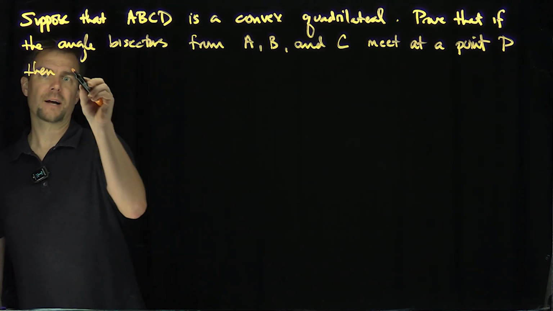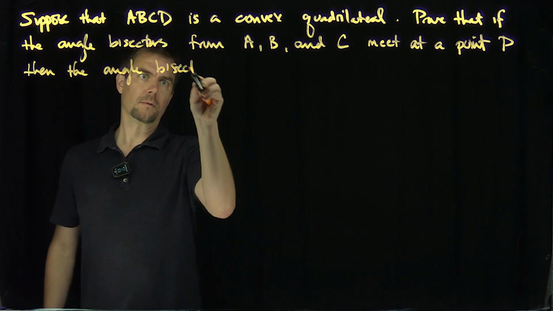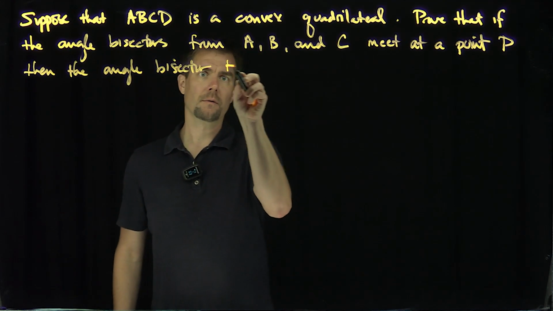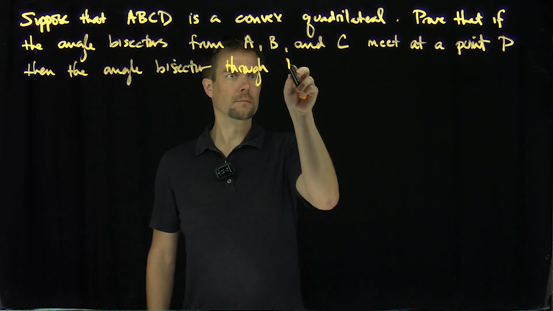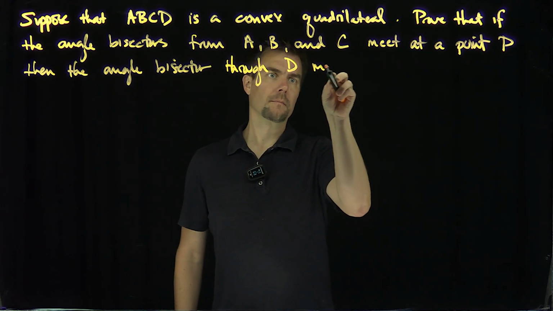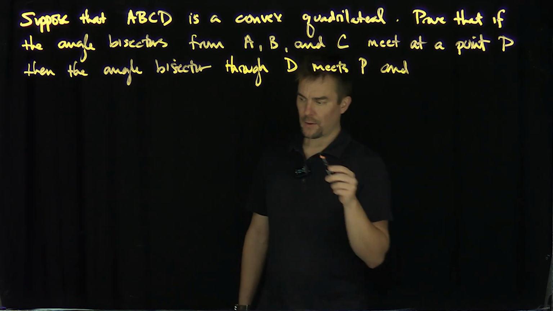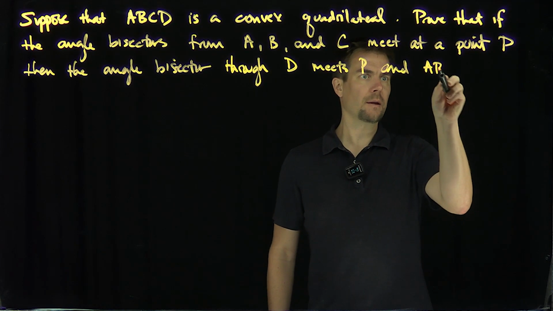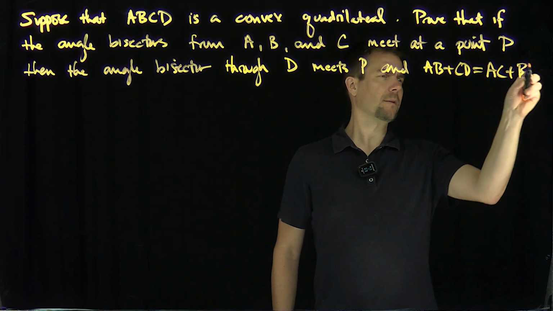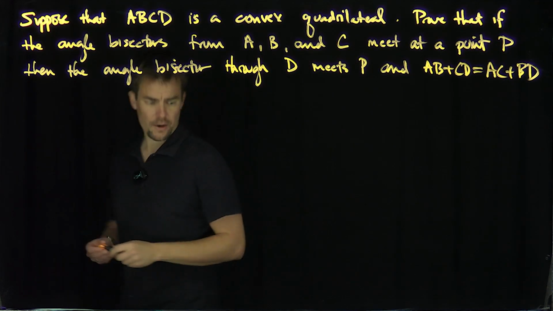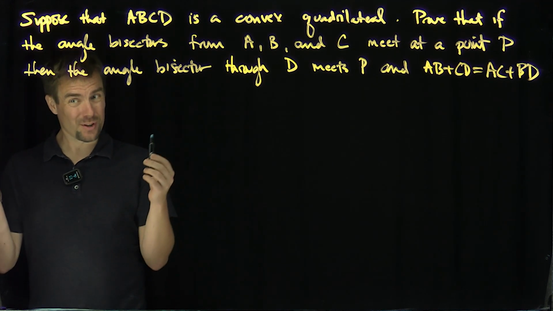Then the angle bisector through D meets P. And what else? We get that AB plus CD is equal to AC plus BD. So let's prove these relationships over here. Okay, great. So let's draw a configuration. So here's our convex quadrilateral. Of course, you're thinking like a square. It's trivial for a square, right?